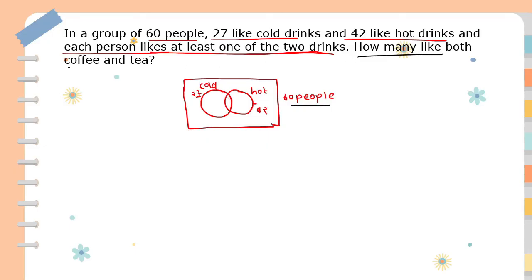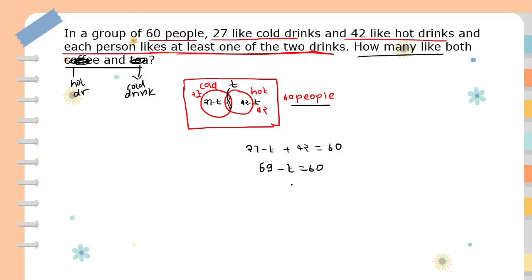So how many people like both hot drink and cold drink? So let us assume this is hot drink and cold drink. We have to find this portion. So let us assume this portion is also t. So this portion will be 27 minus t, and this is 42 minus t. So basically it will be 27 minus t plus t plus 42 minus t, equal to 60. So 27 plus 42 will give 69, minus t is equal to 60. So t will give 9.